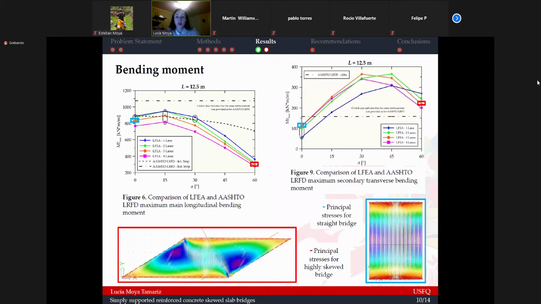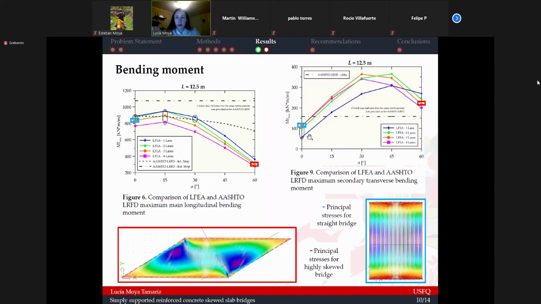So once we concluded with that process, I'm going to give a brief overview of the resultant analysis. First I'll start with bending moments. If you can see here in figure 6, we were able to see that the bending moment decreases significantly as the skew increases. However, when we were using the simplified procedures, if you can see here this dashed line, we could see that the simplified procedures are only able to capture a small reduction.